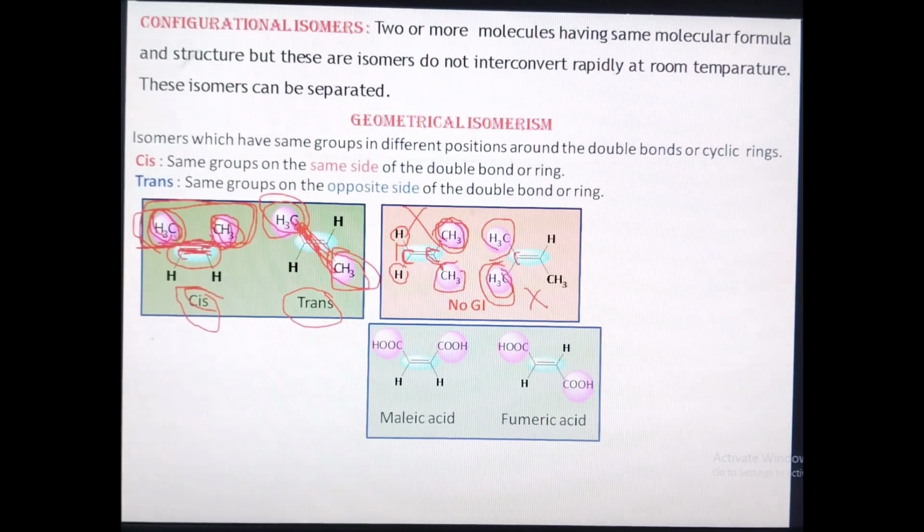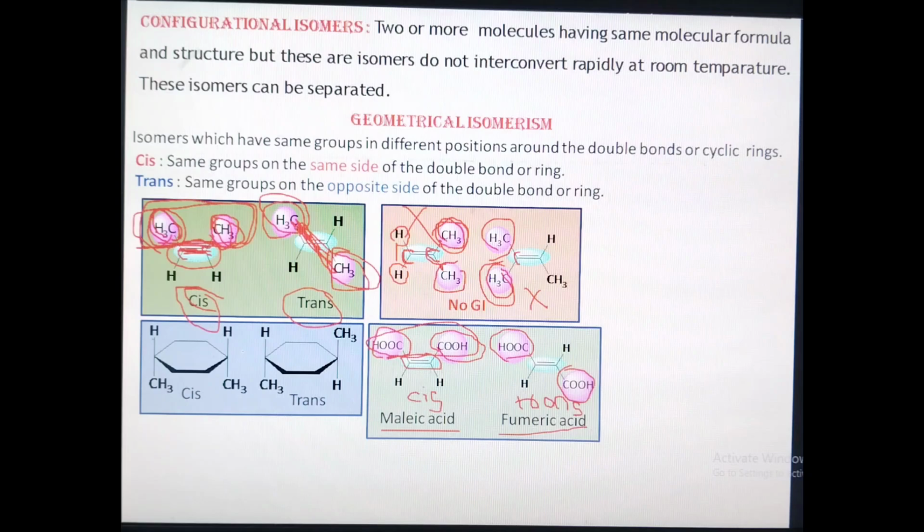Okay, this is maleic acid and fumaric acid. See, this is a double bond. The definition is same groups on the same side. Here we have a COOH group and here also we have a COOH group. These two are on the same side of the double bond, then this is cis. When the same groups are on the opposite side of the double bond, then these are called trans. This is fumaric acid: trans is fumaric acid and cis is maleic acid.